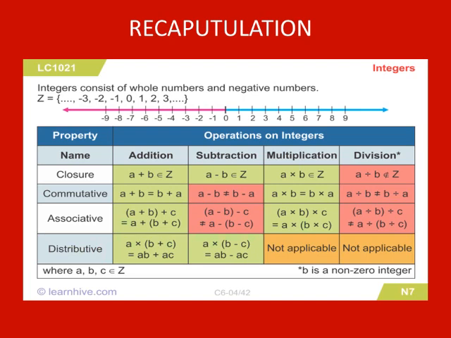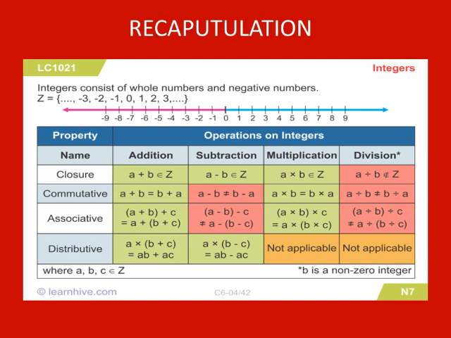Associative. When three integers are added together, whatever be the rearrangement, the sum is always equal. Whereas in subtraction, this is not so. But in multiplication again, they are equal. So addition and multiplication are satisfactory in case of associativity.